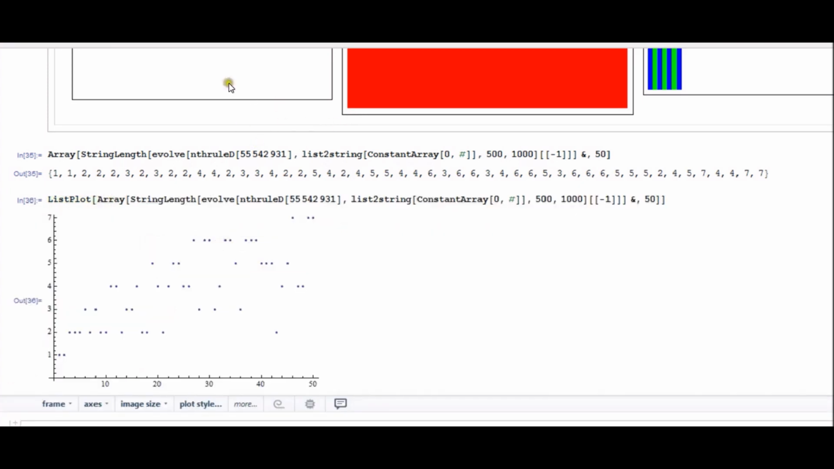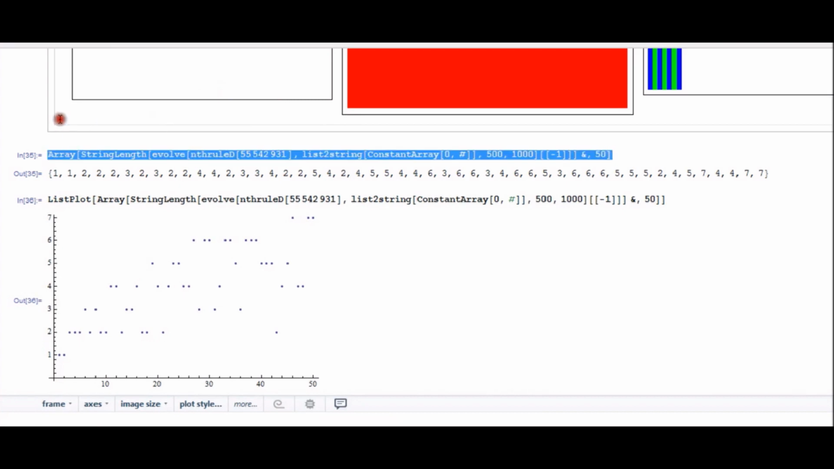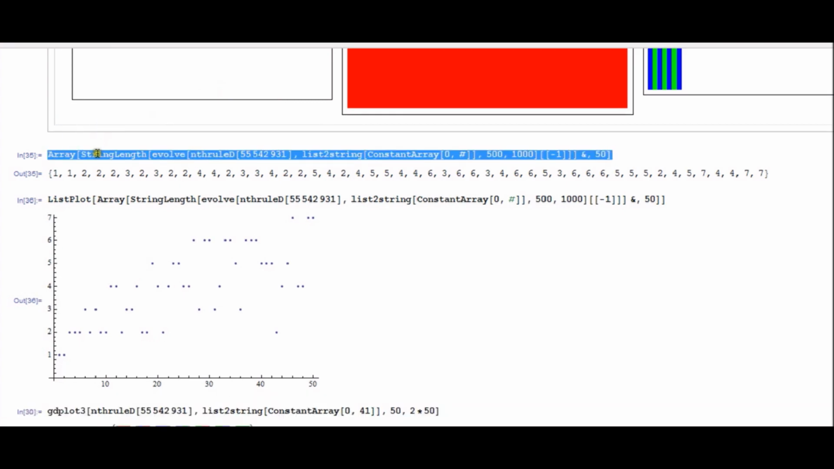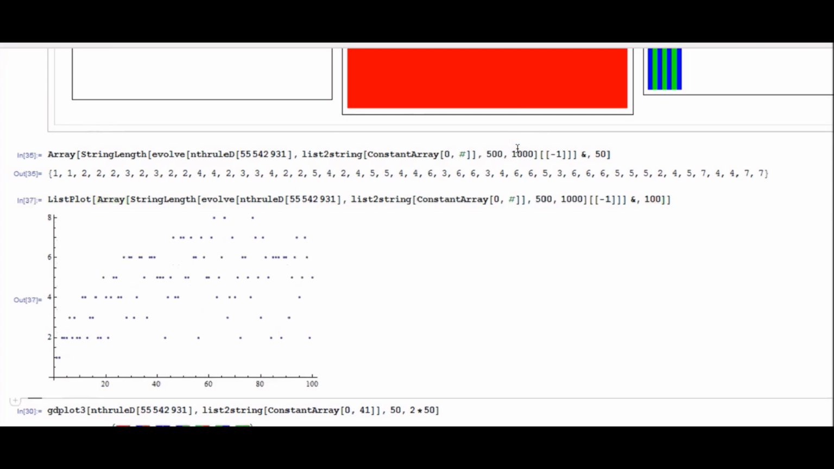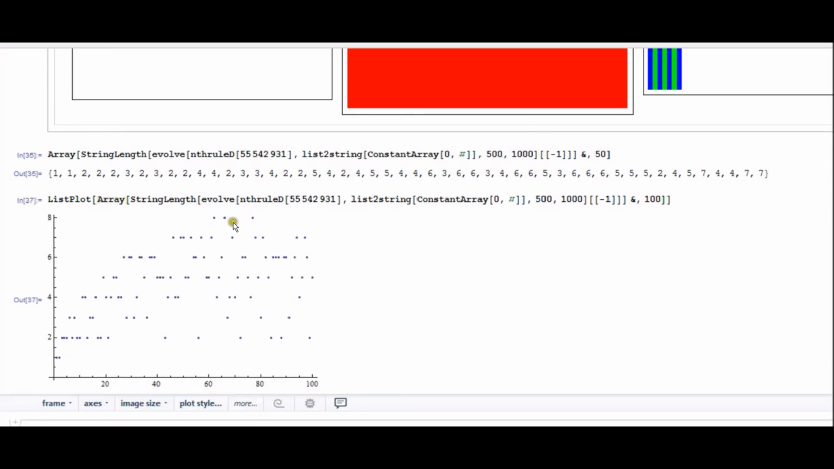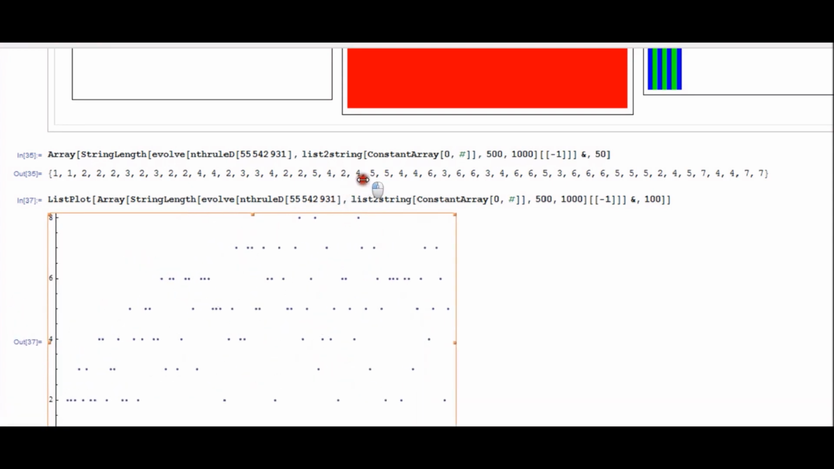Interesting. Okay. It looks to me as if we've got some kind of nested pattern going on. Let's go up to 100. So the x-axis is the number of red blocks in, and the y-axis is the size of the final, presumably fixed string that we end up with. Let's join the dots.